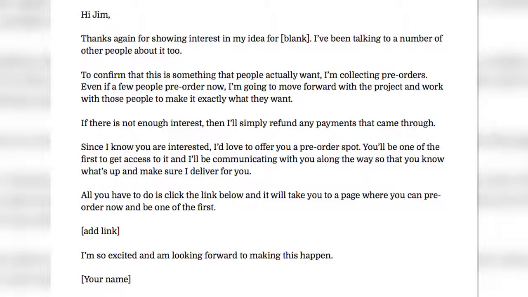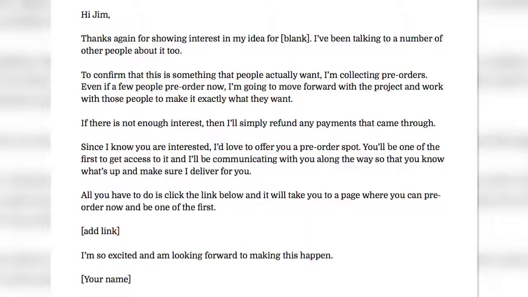The next part, to confirm that this is something people actually want, I've started collecting pre-orders. So again, like I said in the last video, you're being very honest with the fact that this thing is not available yet, in terms of it's not even built yet, but you're collecting pre-orders now to gauge the interest. So you say here then, even if a few people pre-order now, I'm going to move forward with the project and work with those people to make it exactly what they want. That again assures them that you are gonna work with them after they purchase to make it exactly what they're looking for. And then here's the next part.